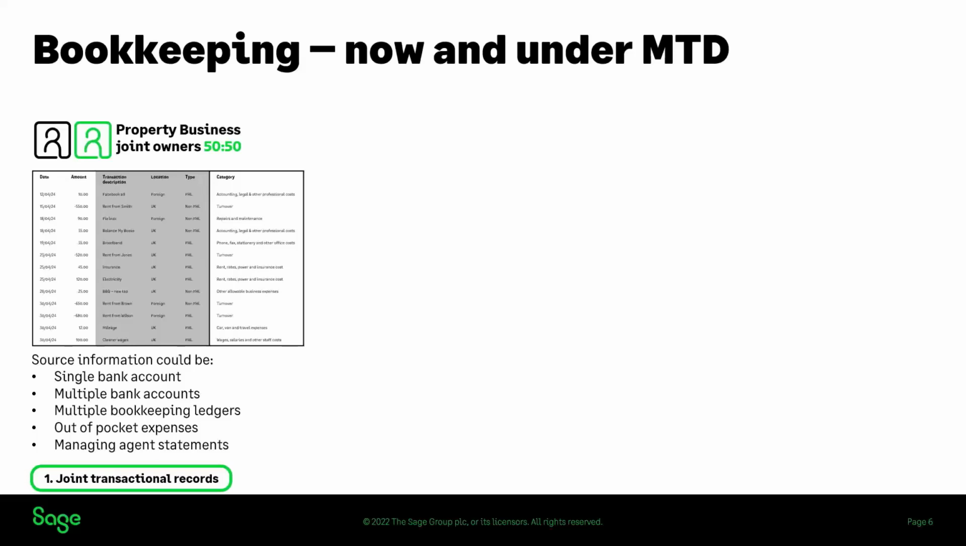But also there'll be out-of-pocket expenditure, plus maybe you're using a managing agent. You've got various sources of records which need to be collated, brought together, automated hopefully, but also with accuracy of the information being brought together.